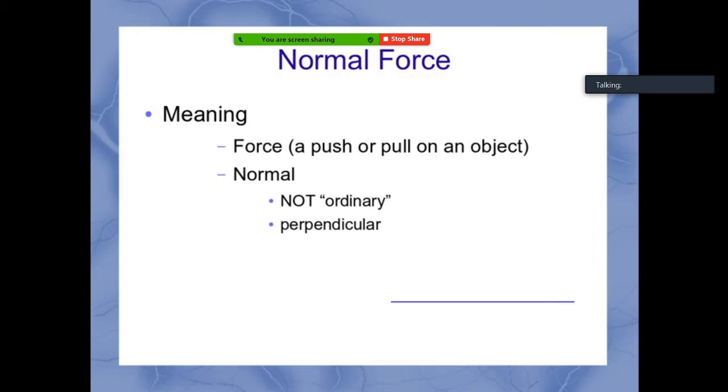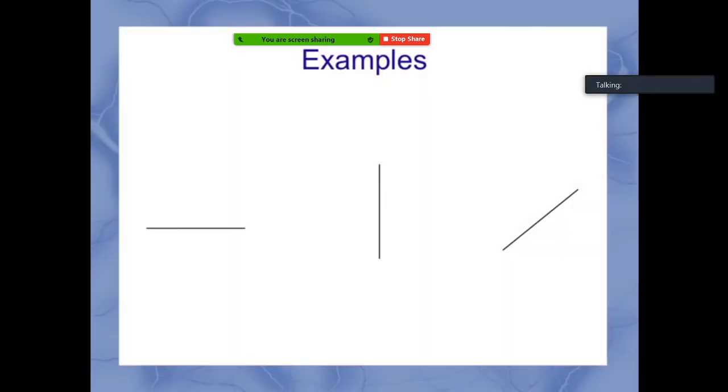So for example, if I have a surface, my normal force is always going to be at a 90-degree angle, perpendicular straight out from that surface. And I use the F with a sub n as my symbol for it, both capital F and capital N. So here's some examples. If I have a horizontal surface, my normal force might be straight up from that surface. If I have a vertical surface, my perpendicular is going to be, say, out to the left. And if I have a sloped surface, my normal force is still going to be perpendicular, but that means it's going to be off at an angle.